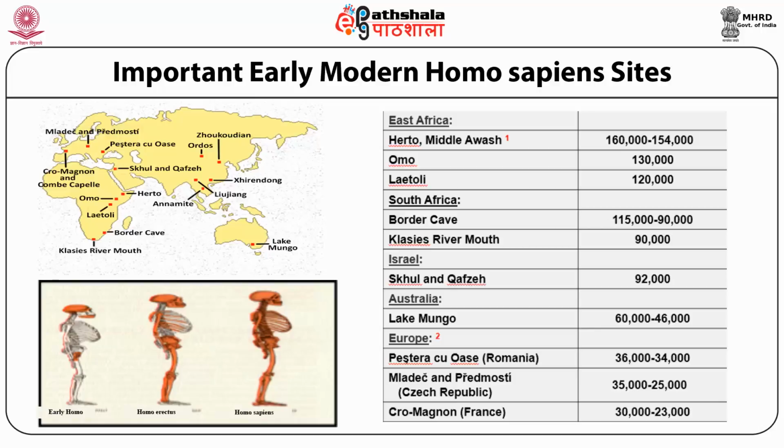In Europe, there are a number of sites which show the evidence of evolution of Homo sapiens, like in Romania, Czech Republic and France. In France, we find the evidence of the Cro-Magnon skull or Cro-Magnon fossil.